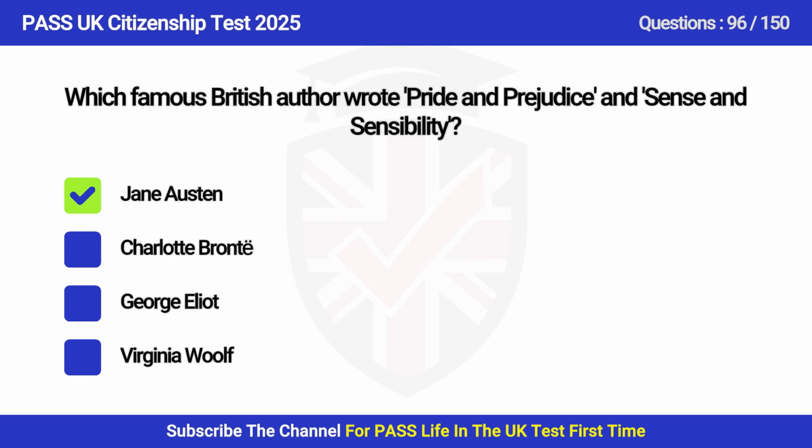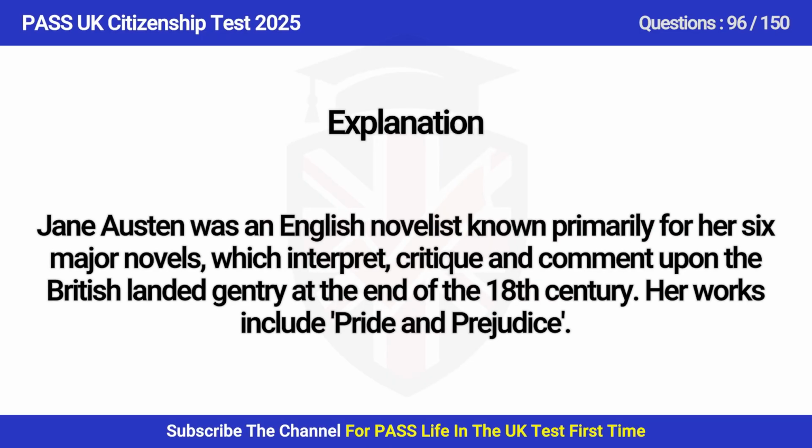Answer is A. Jane Austen. Jane Austen was an English novelist known primarily for her six major novels, which interpret, critique and comment upon the British landed gentry at the end of the eighteenth century. Her works include Pride and Prejudice.